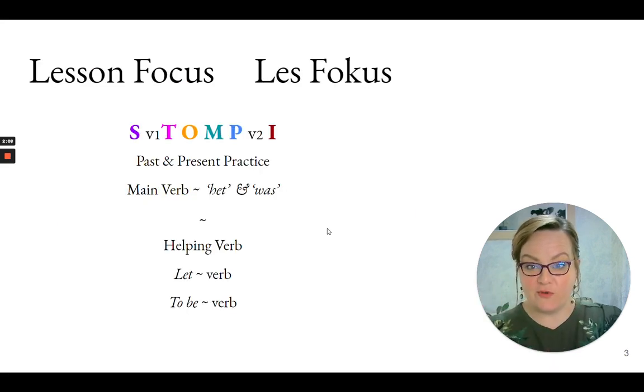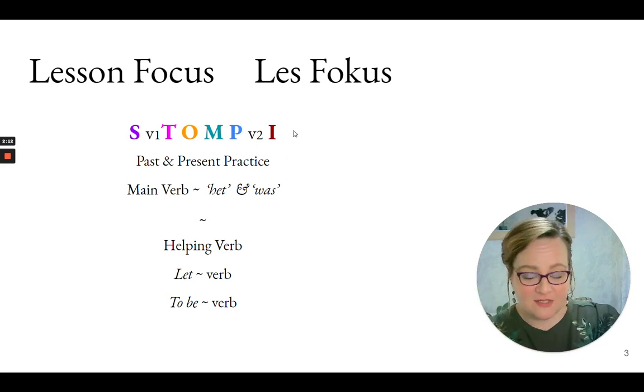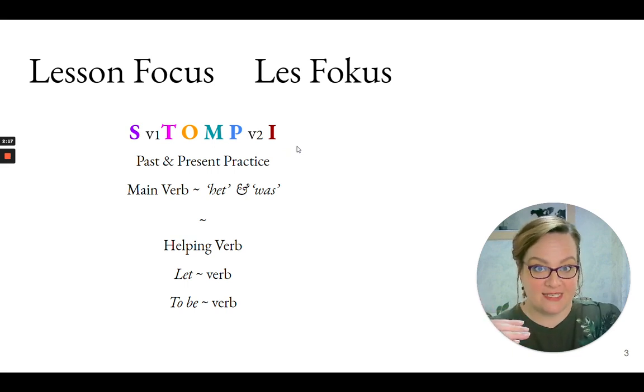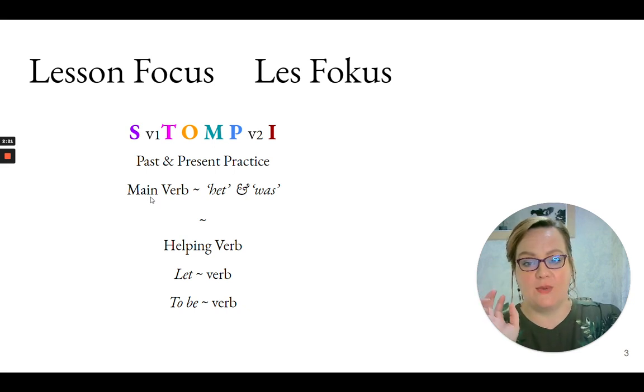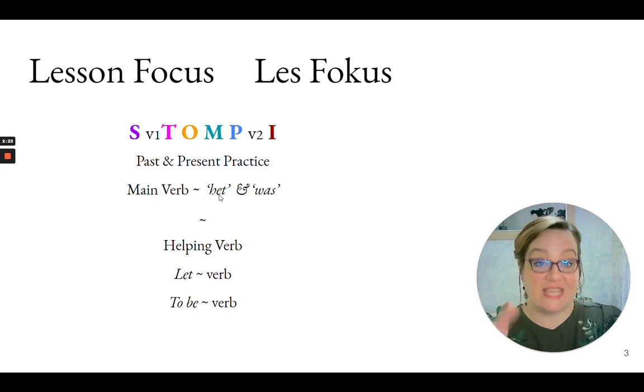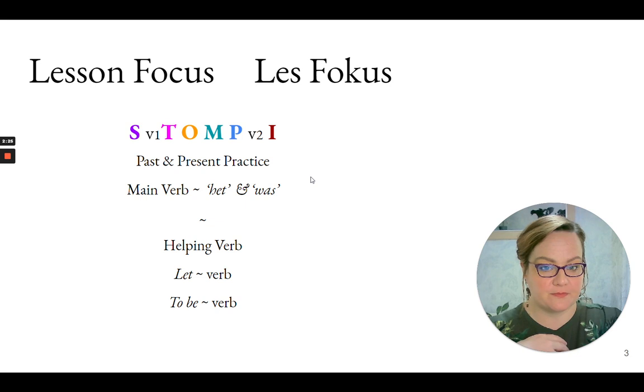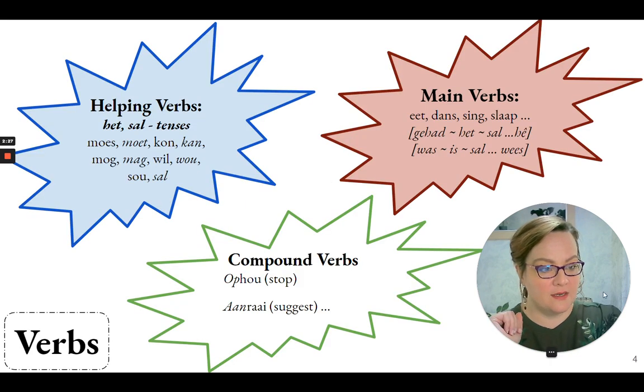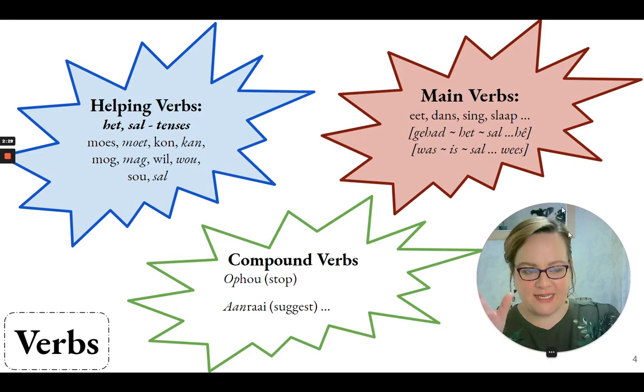Just an overview. Still busy with Stompie. Stompie will always be there. We're looking at past and present sentences. And in this few minutes, we're looking at the main verbs with het and was. As always, just a quick reminder: we're looking at the main verbs. The next lesson, the helping verbs.